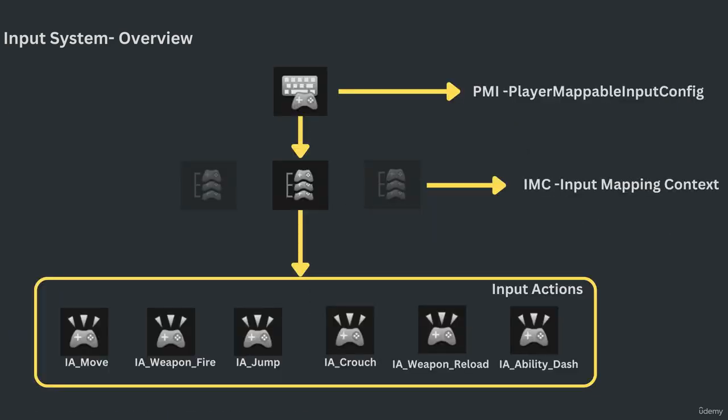Using enhanced input system, keyboard or gamepad mappings can be created for different gameplay actions like jump, crouch, shoot, etc. Enhanced input system has 3 main components: player mappable input config or PMI, input mapping context or IMC, input actions or IA. For each input device like keyboard or mouse, a separate PMI file needs to be created.